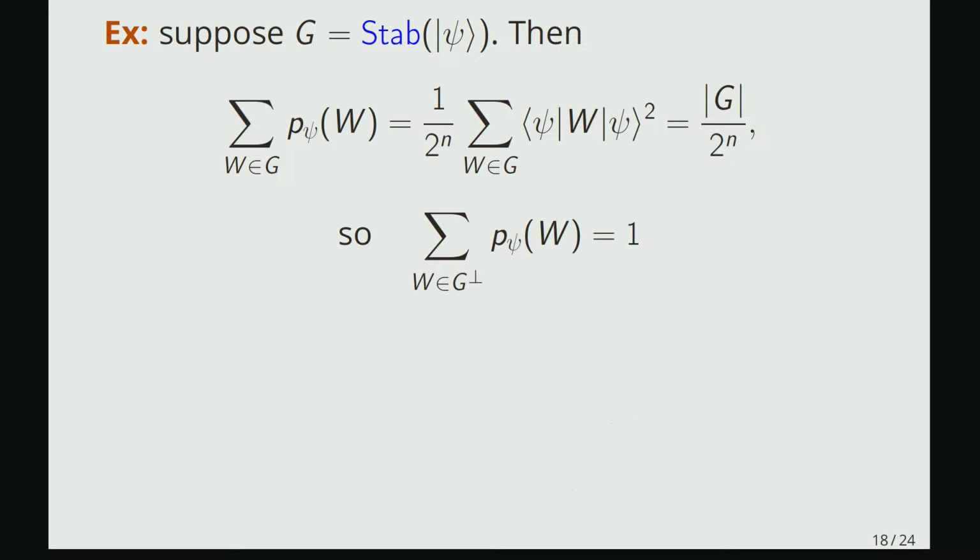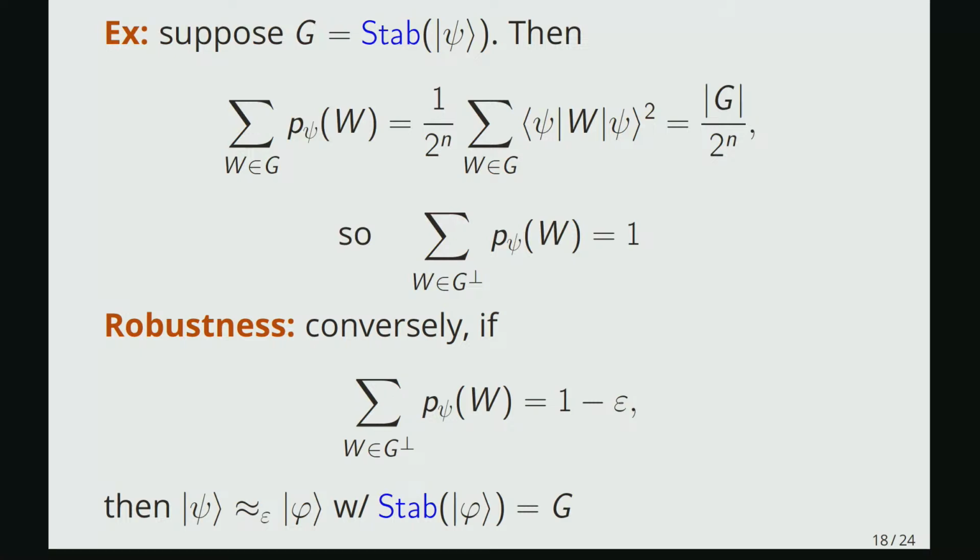Yeah, so this is really the key property: the sampled Pauli operators always commute with the stabilizer group. And in fact, there's also a robust version of this that holds. This requires a little bit more effort, but you can show conversely that if you can find a subgroup G perp that accounts for a large fraction of the p psi mass, like a 1 minus epsilon fraction, then in fact psi is epsilon close to some state that actually does have G as the stabilizer group. This is the key property that we use, because what this implies is that if you take enough samples from this distribution p psi, then eventually you will have a very good proxy for the stabilizer group of G.